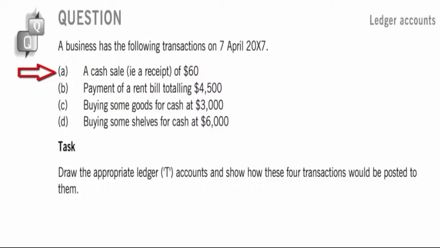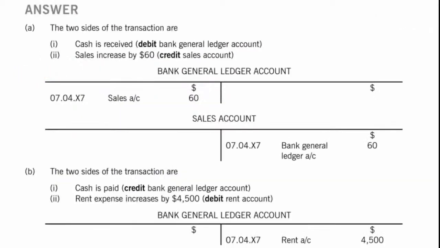Transaction A, a cash sale worth $60. The business sells goods and receives $60 in cash. Here's what happens. 1. Cash, an asset, increases because the business gets $60. This is recorded as a debit in the bank general ledger account. 2. Sales, income, increases because the business earns $60 from selling goods. This is recorded as a credit in the sales account. How it's recorded in the ledgers. Bank general ledger account, debit $60 from the sales account. Sales account, credit $60 to the bank general ledger account.